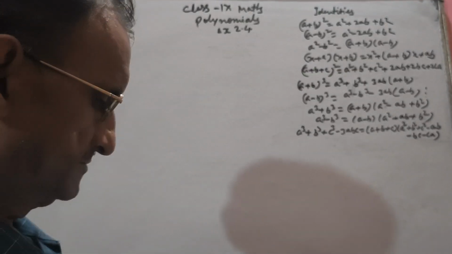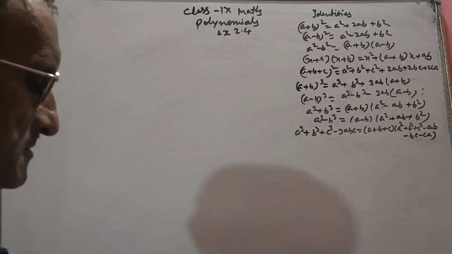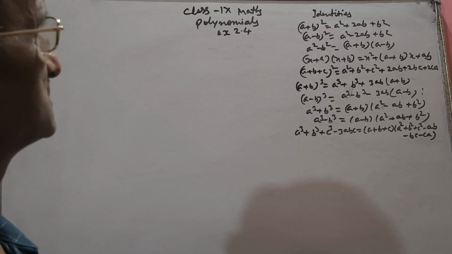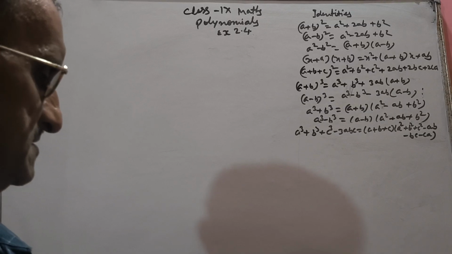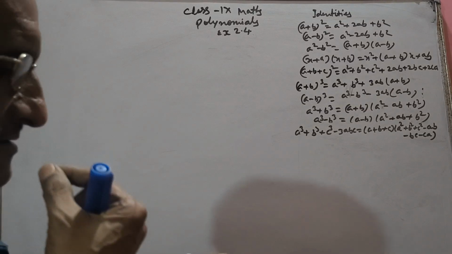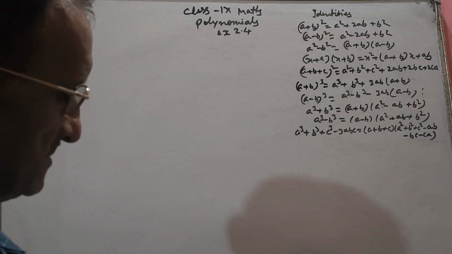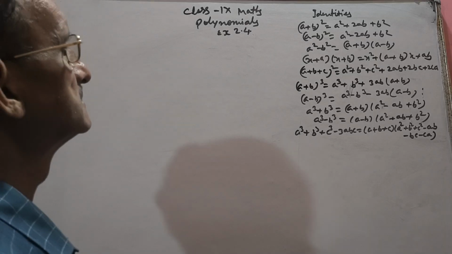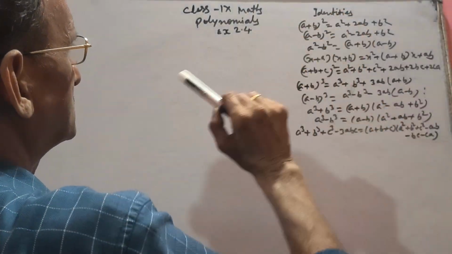Hello students, today I am here to discuss with you chapter 2 of class 9 maths, exercise 2.4. It is about the algebraic identities required. Most of you have done these in class 8.